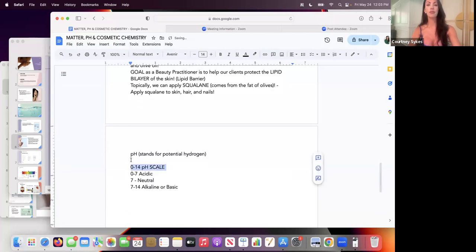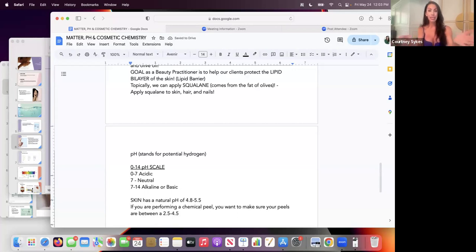Now, when it comes to the pH scale, I always say the most important thing to remember is skin has a natural pH of 4.8 to 5.5. If you're performing a chemical peel, you want to make sure your peels are between a 2.5 generally and a 4.5 for it to be considered an acidic chemical peel. Yes. So we want to make sure we understand that.